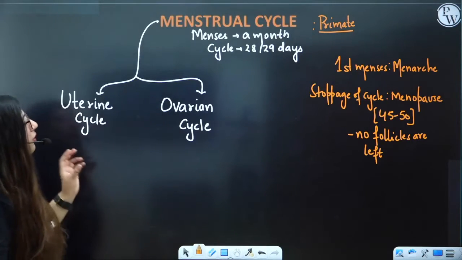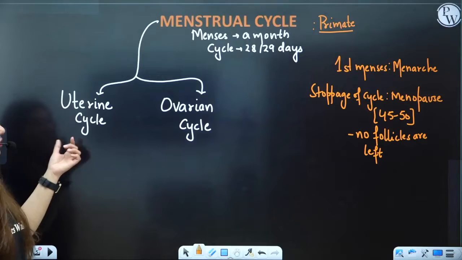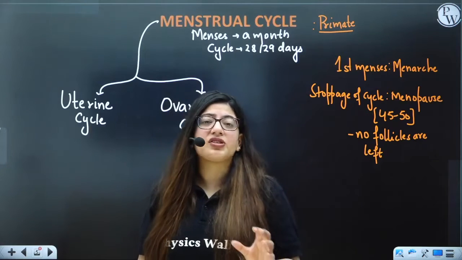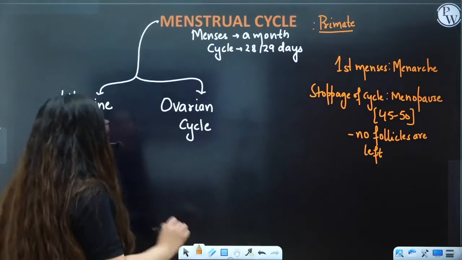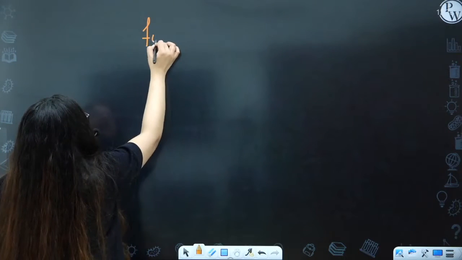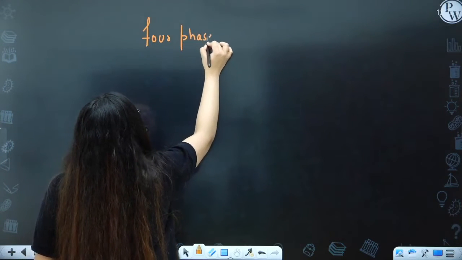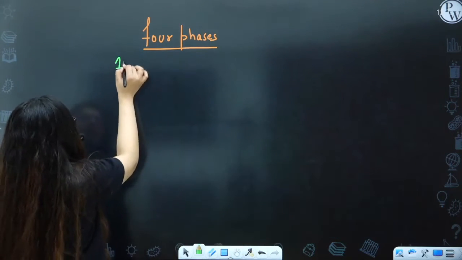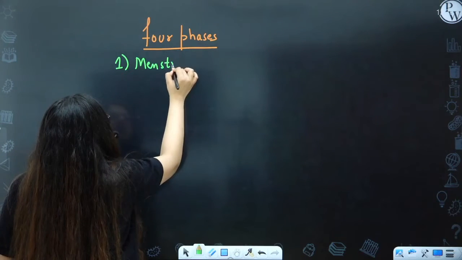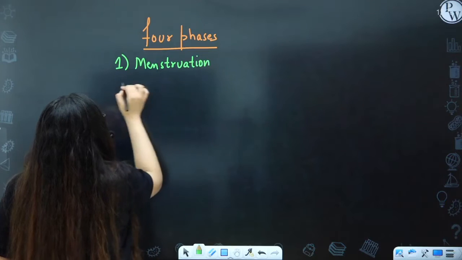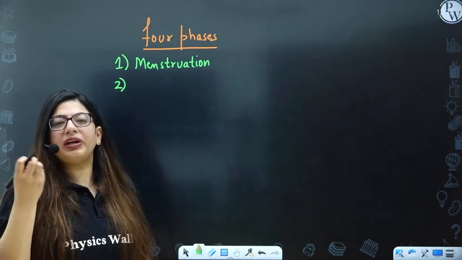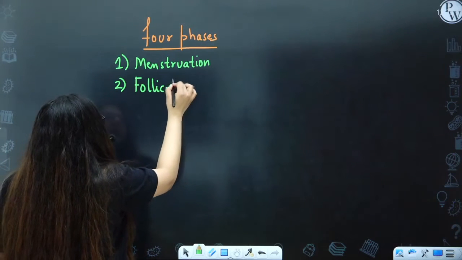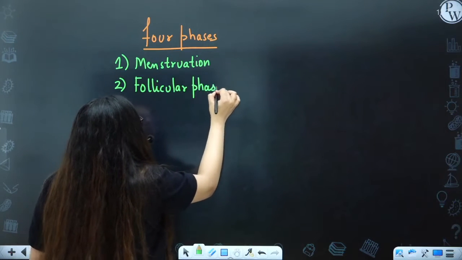All right. So, as I've told you, there are two cycles in a menstrual cycle. One is the uterine cycle, another is the ovarian cycle. The complete menstrual cycle is divided into four phases. How many phases? Four phases. Okay. So, the first phase is menstruation itself, wherein a female undergoes bleeding, and normally we call it periods. Second, we have the follicular phase. It is also known as the proliferative phase.